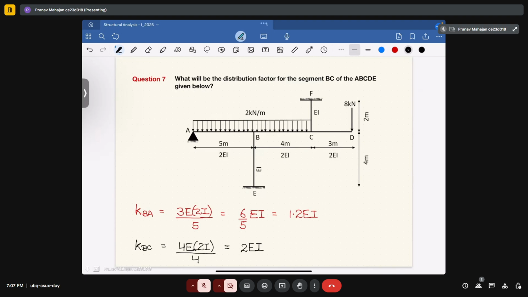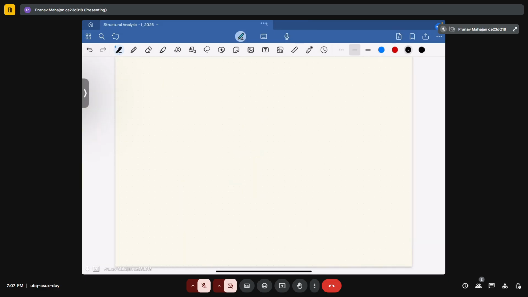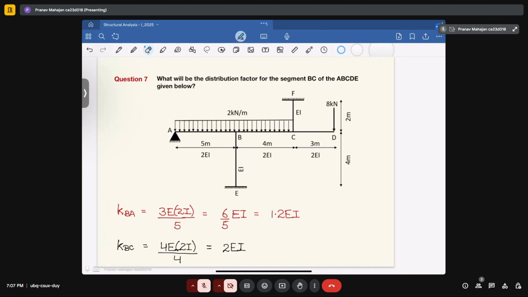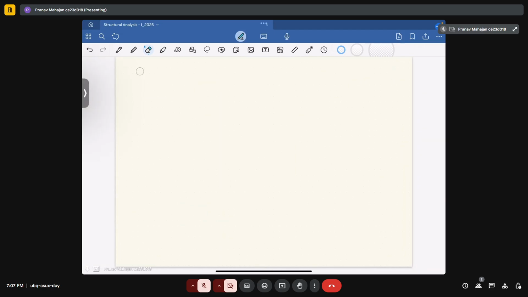Now next, you have to calculate for BE. BA and BC we have calculated. Now we will calculate for BE, and for BE it will come out as 4EI upon 4, and that will be equal to EI.